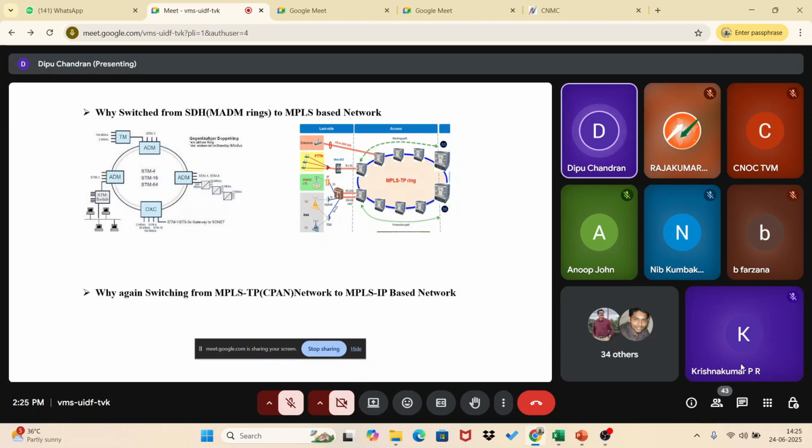Why it is MPLS-TP, why it is not totally on an MPLS-IP platform. One, at that time we had an MPLS network. That MPLS network is our NIB core. So NIB core routers are limited in numbers, not the huge number like we want in the transmission scenario. In the transmission scenario, even at each exchange we need a router, or at each BTS location we need a router.